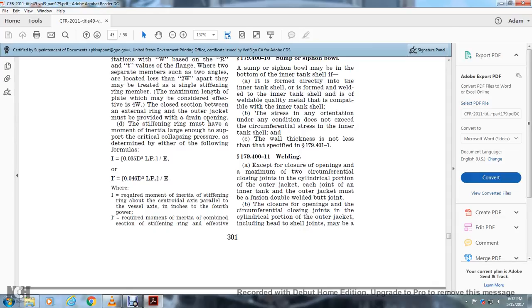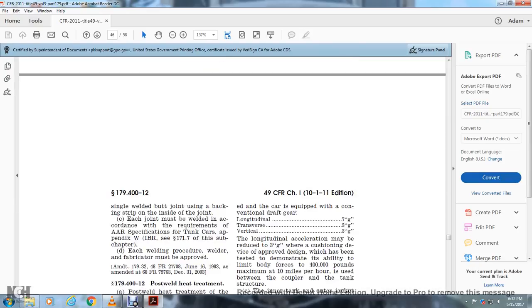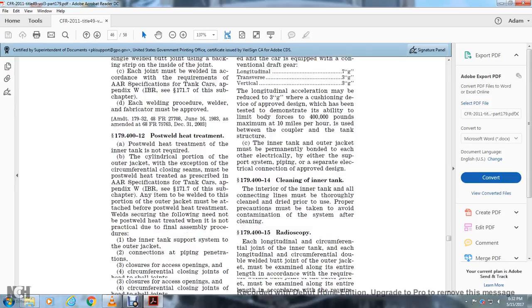139-411 Welding. Except for the closure of the opening, the maximum two circumferential closing joints with the cylindrical portion of the outer jacket. Each joint of the inner tank and the outer jacket must be fusion double welded butt joint. The closure of the opening of the circumferential closing joint with the cylindrical portion of the outer jacket, including the head to the shells, may be single welded but using a back strip on the inside of the joint. Each joint must be welded in accordance with the requirements of the AR specification for tank cars, Appendix W, and each welding procedure and welder fabricated must be approved.